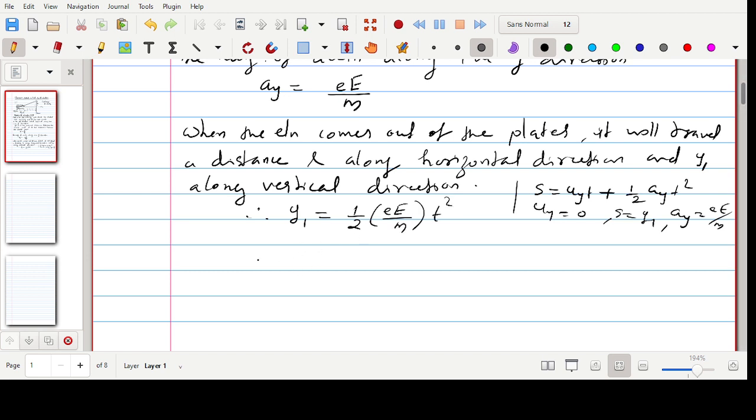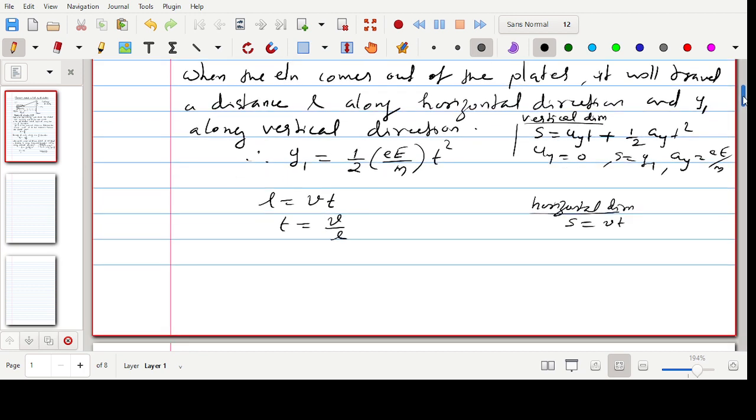Now for finding t, take the horizontal direction. Horizontal direction, it is undergoing uniform motion. So along the horizontal direction, the expression is S is equal to Vt. So horizontal displacement L is equal to horizontal velocity V, which is the velocity with which the electron ejects out of the last anode, into time taken t.